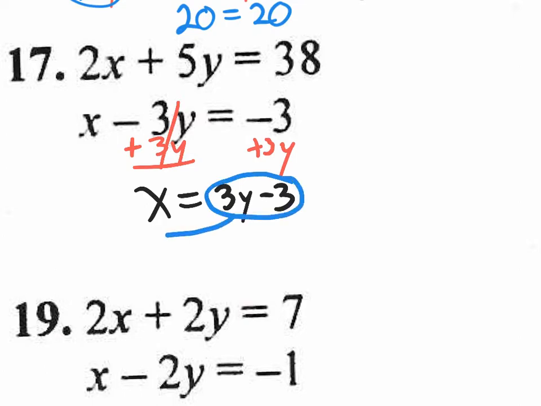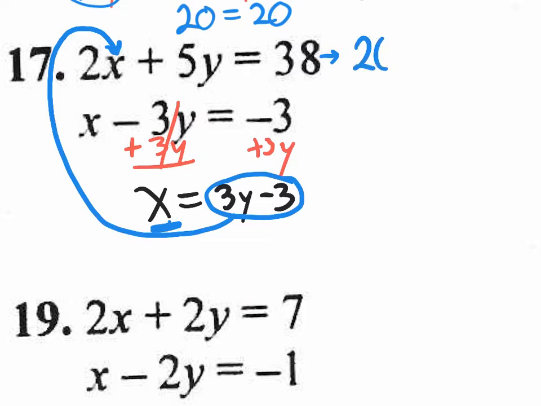So now that you have x by itself, you could take that variable expression that x equals and plug it into the equation you have not used, which is the top one, and you're plugging it into the x because it says x equals. So over here on the side, you're going to have 2 times the 3y minus 3.